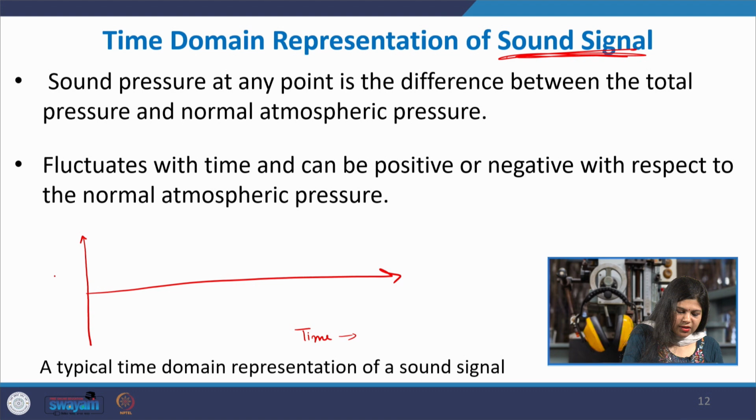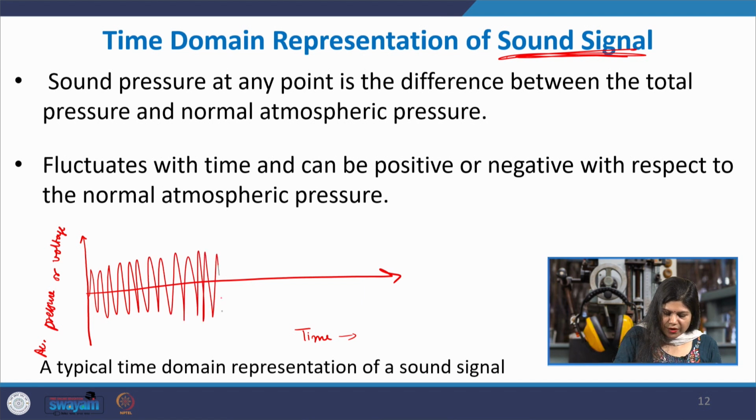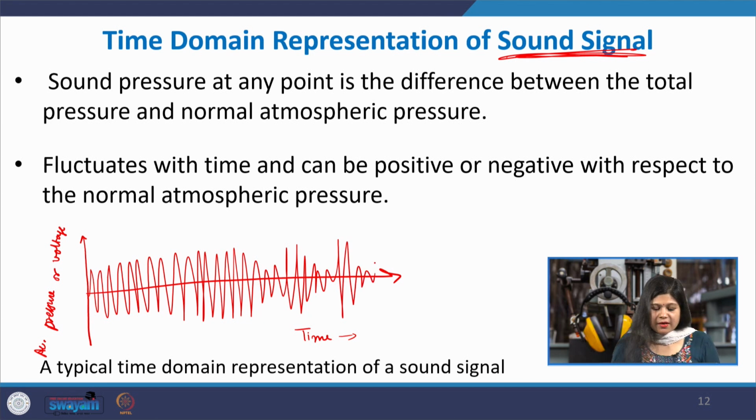You can either say the pressure or you can say the voltage, acoustic pressure or the corresponding voltage of the transducer. So, it would be like a fluctuating signal over time, something like this, depending on what the source is like. So, this is a typical sound signal.